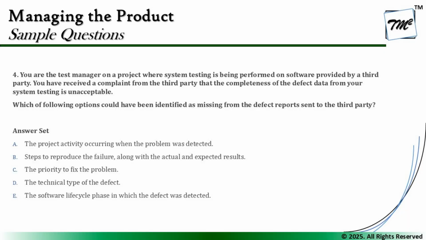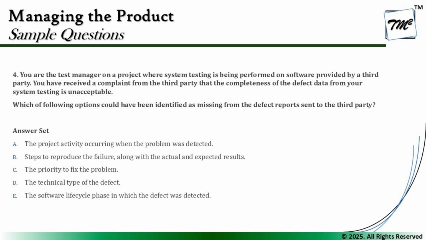Anyways, let's look quickly at one more question so we can have something more to discuss. This is an example where we have to pick two right answers. You are the test manager on a project where system testing is being performed. Mind the word, we are telling you the level here. So it is important. The system testing is being performed on software provided by a third party. Second point to remember, that you have a third party involved here.